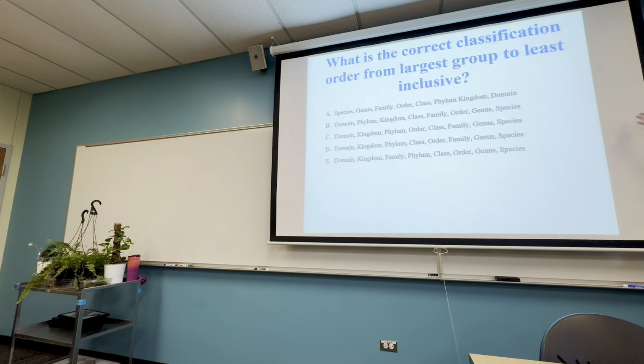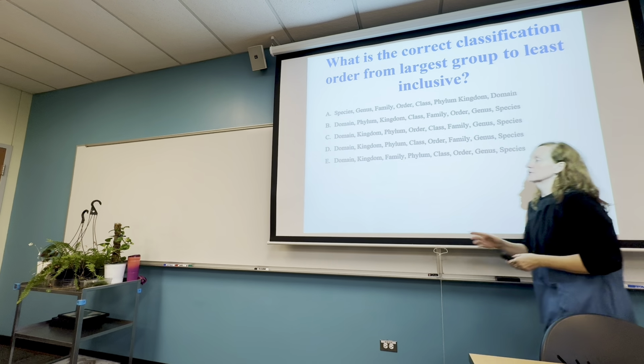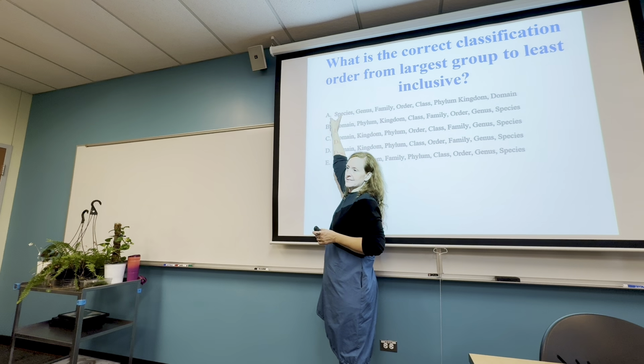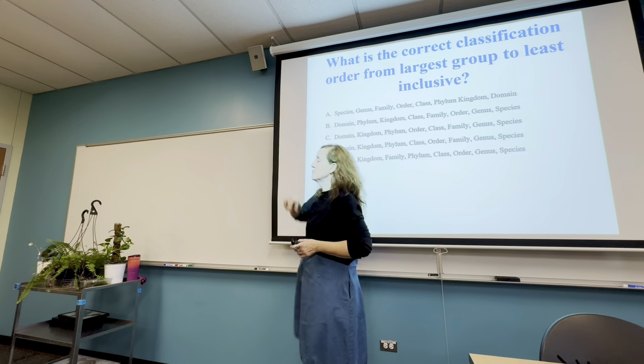So I like a question like this. What is the correct classification order from the largest to the least inclusive, meaning most specific? If you want to look back a few pages to where I listed the taxonomy from the most general to the most specific, most inclusive to least inclusive. What's the most inclusive taxon? Domain, okay, good. So if we look at all of these, domain is the most inclusive, so get rid of this. This is the least inclusive, so A we can get rid of.